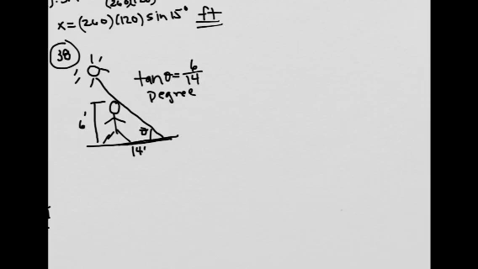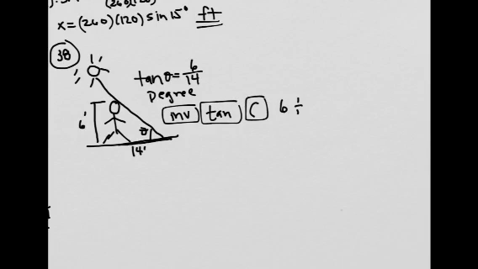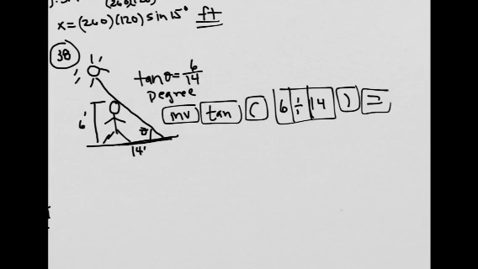Okay, take your calculator, make sure you're in degree mode. Then you're going to do inverse, because anytime you're looking for the angle, you have to use the inverse. Take the inverse tangent, left parenthesis, 6 divided by 14. Those are all different keys there. Right parenthesis, equals. And whatever that gives you, that's your answer.